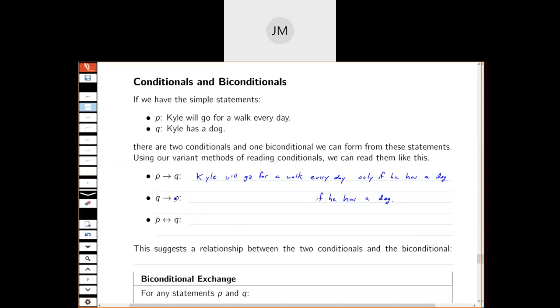Okay. The then part was Kyle will go for a walk every day. I didn't leave myself enough room. Okay. And then the if and only if, Kyle will go for a walk every day if and only if he has a dog.